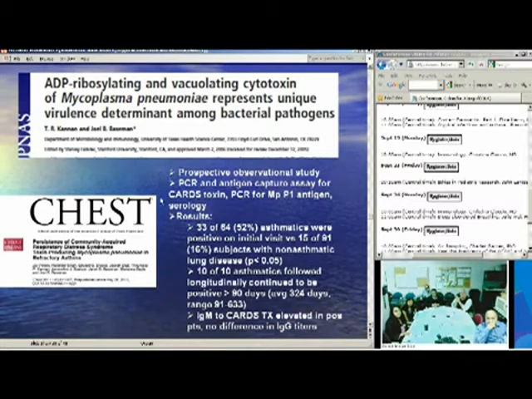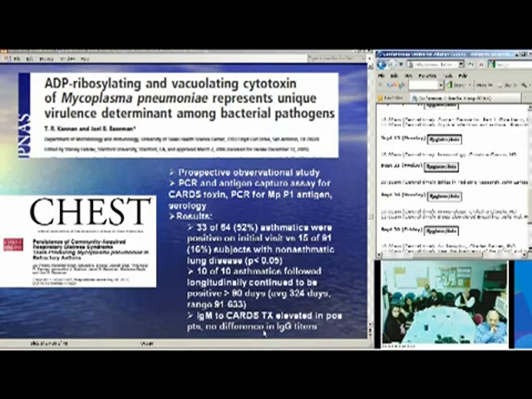In this prospective observational study, they looked at 64 asthmatics who had fairly refractory asthma. And they looked at nasal lavage fluid and sputum, and used PCR and also an antigen capture assay for the CARDS toxin, as well as serology. And they found that about 50% of these chronic, rather refractory patients were positive on their initial visit for the organism compared to other controls, and that many of them, or almost all of them, were positive over a very long period of time as they were being monitored.